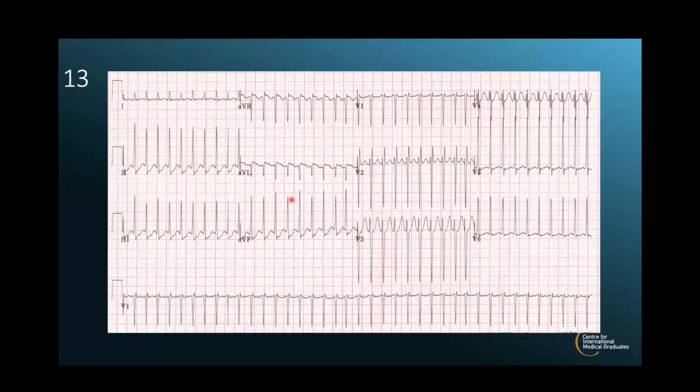I can find that the PR interval is shortened. It's just about 2 boxes for the PR interval, and it's meant to be about 3 to 5 boxes. So it's shortened. I can also see some delta wave, the upstroke of the delta wave. So likely this is SVT on the background of Wolff-Parkinson-White syndrome.